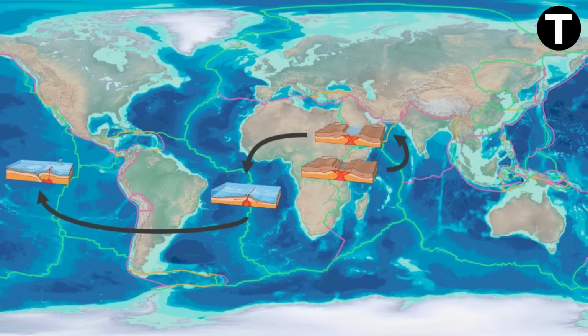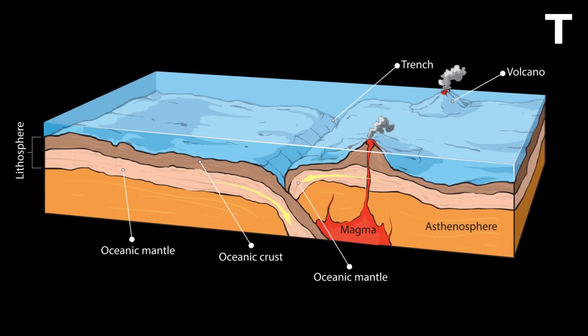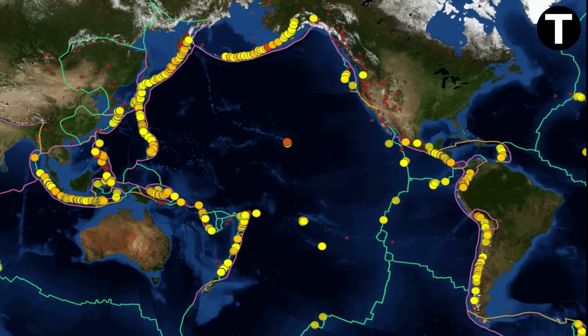Phase 4 is known as the declining stage because the ocean basin shrinks due to subduction, leading to the formation of trenches and island arcs. The Pacific Ocean's Ring of Fire results from the declining phase.